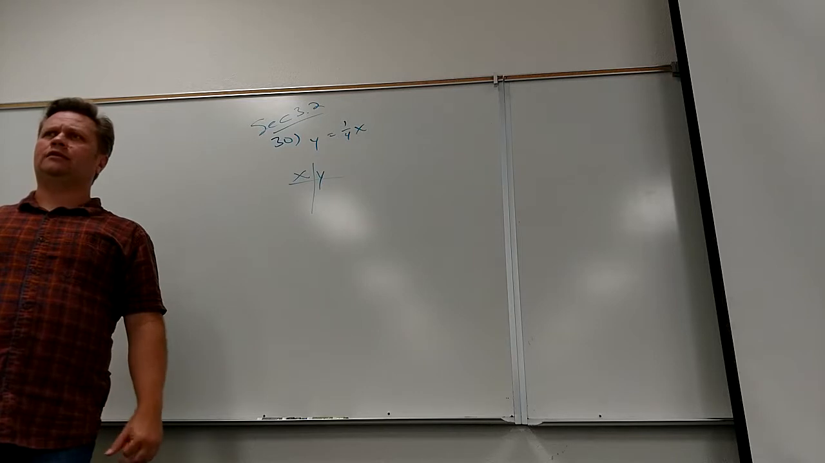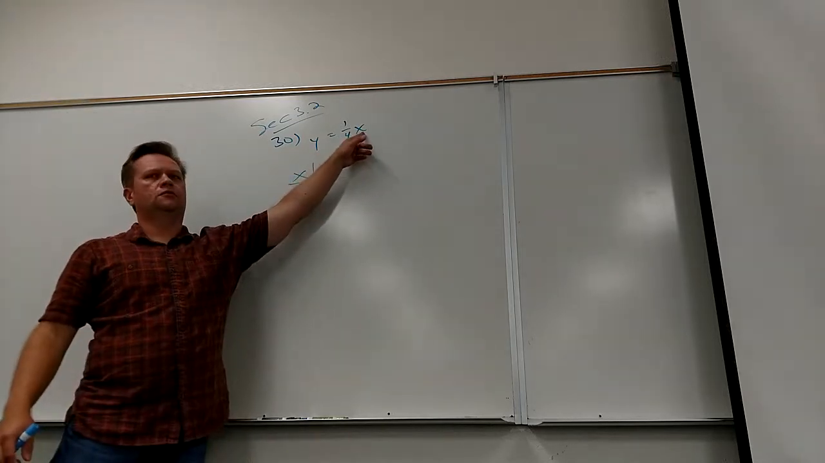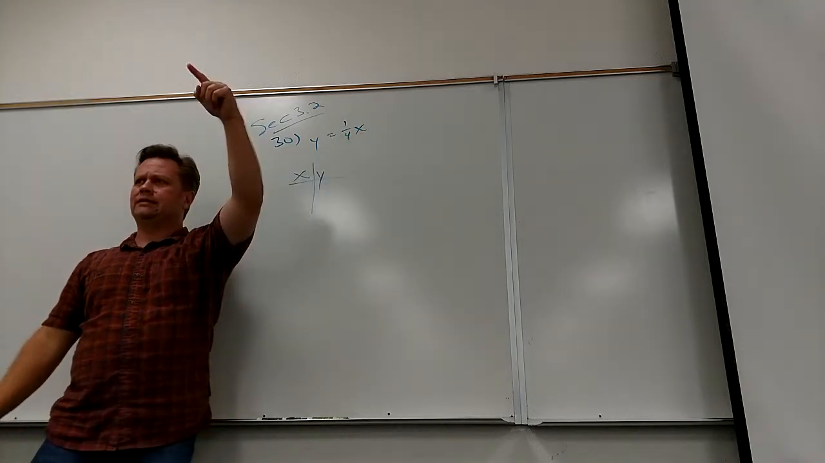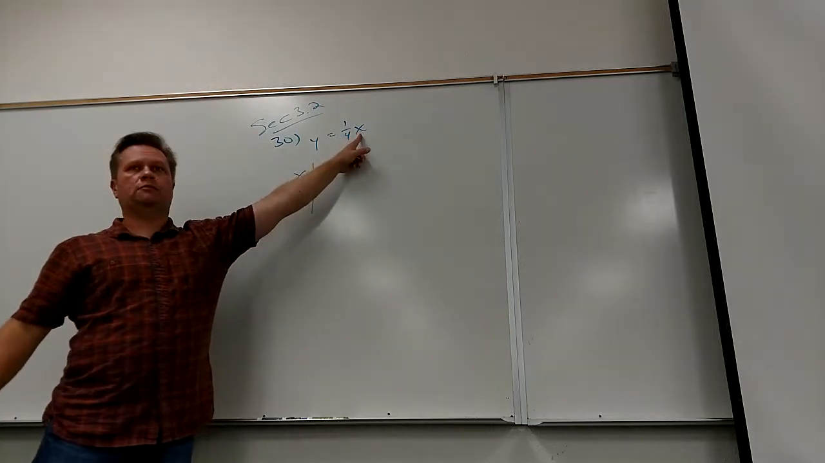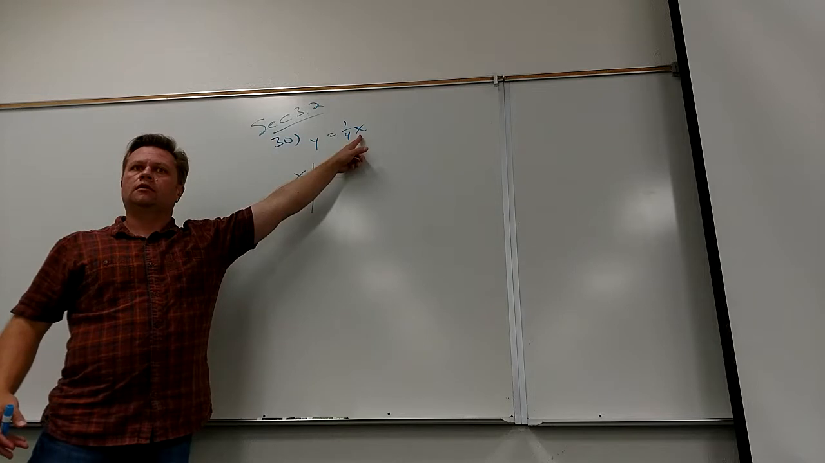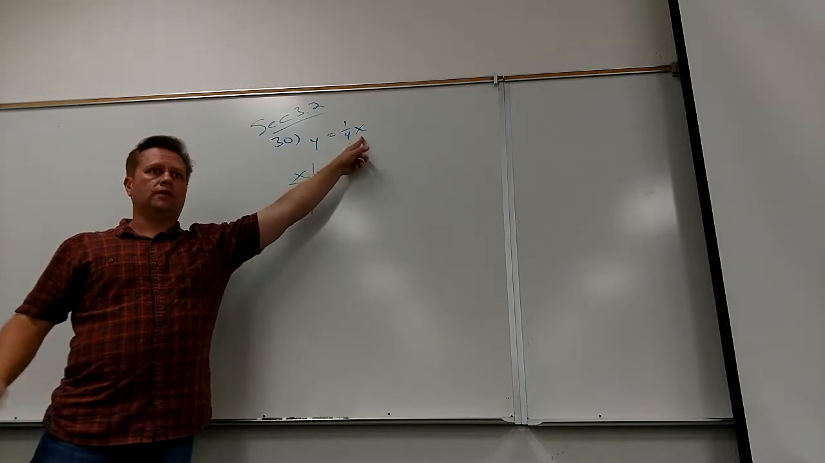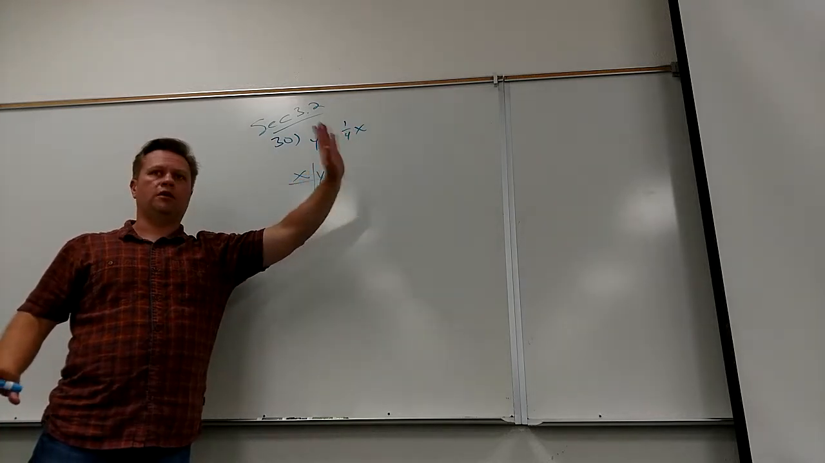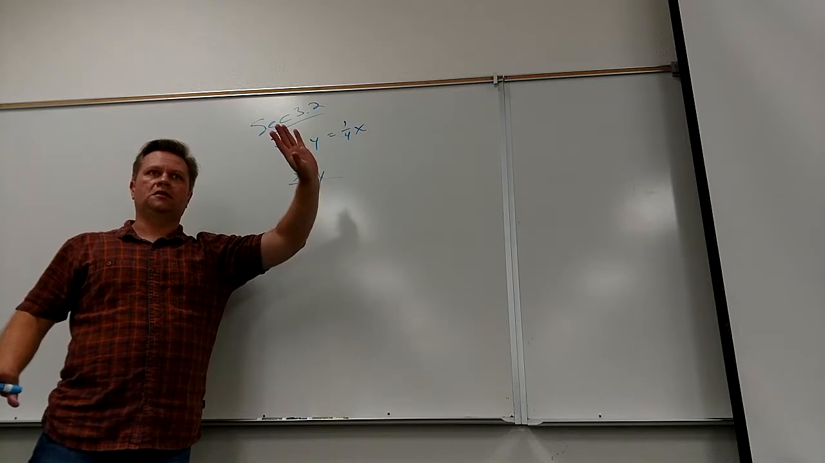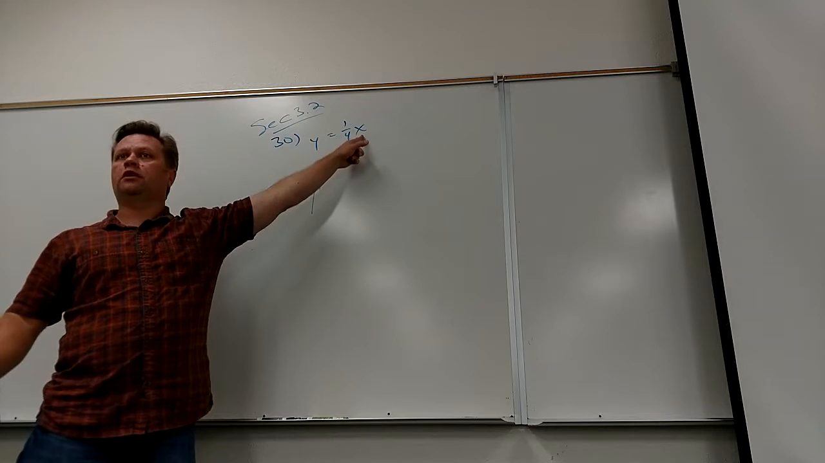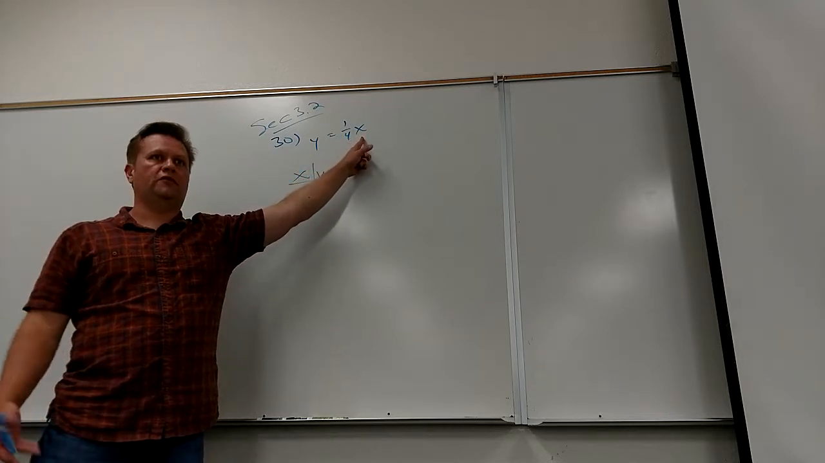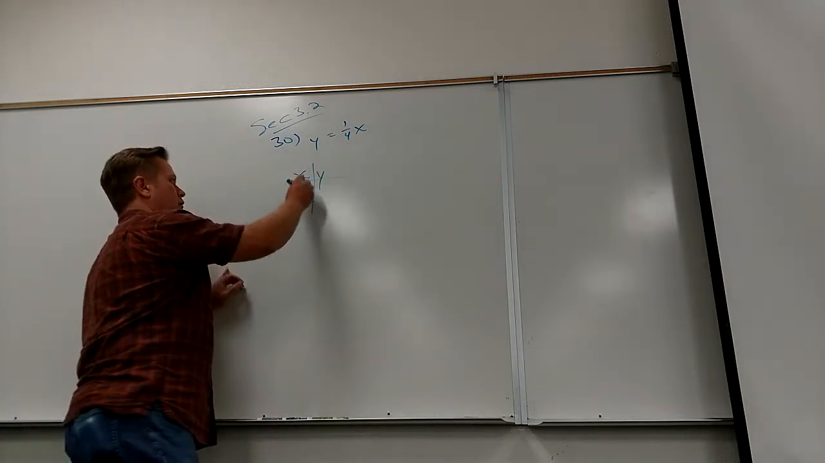What do you get when you put a 3 in? You get 3/4. It's not the easiest thing in the world to graph, right? So what numbers make sense to plug in for x? 0 makes sense. 1 doesn't make too much sense, because what are you going to do to the x? You're going to divide it by 4. So what about things that are divisible by 4? Right, so 0 is always a good idea.